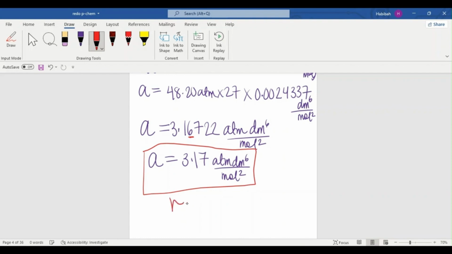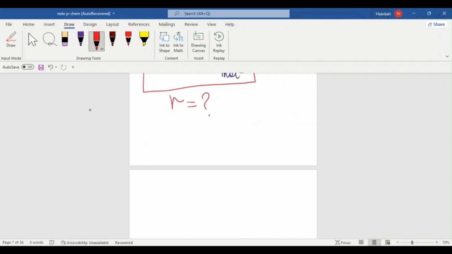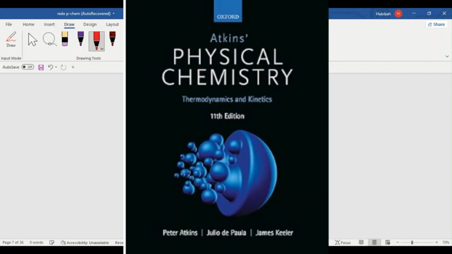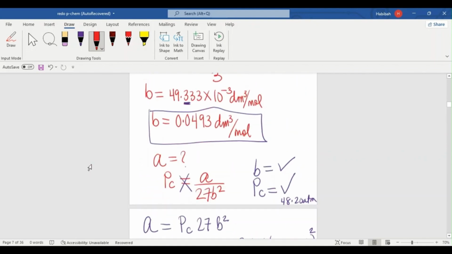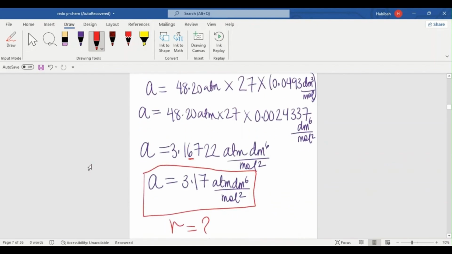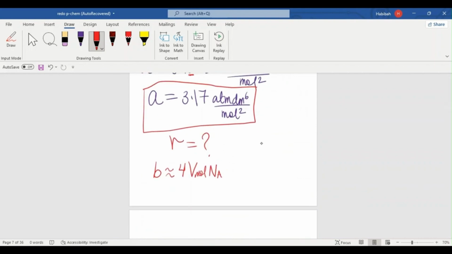Now the next thing we have to solve for is R. The first thing you have to do when you're trying to determine R is use the equation necessary to determine R for a van der Waals gas. You have the equation from the textbook, which I'm about to write, as B equal to 4 times the volume of the molecule times Na, where B is what we solve for. The van der Waals parameter we solved for earlier is 0.0493 decimeter cube per mole, while for the volume of the molecule, we note that the molecule is regarded as a sphere.